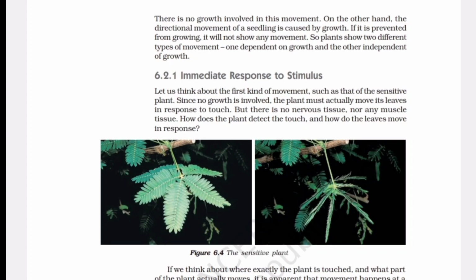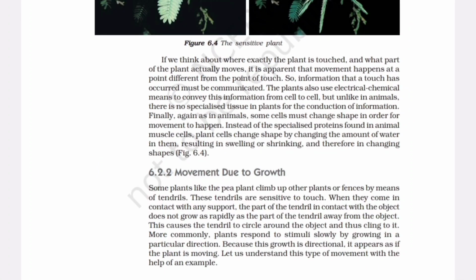If we think about where exactly the plant is touched, and what part of the plant actually moves, it is apparent that movement happens at a point different from the point of touch. So, information that a touch has occurred must be communicated. The plants also use electrical chemical means to convey this information from cell to cell, but unlike in animals, there is no specialized tissue in plants for the conduction of information.